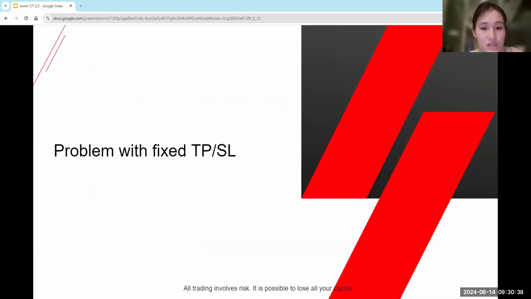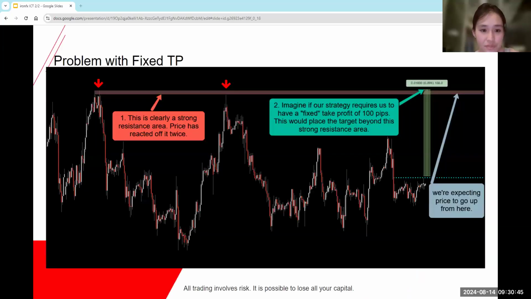Okay, so let's start off by going through the issue of having a fixed take profit or stop loss. Let's take a look at this example. The red area shows a strong resistance area since there have been two swing highs that are in line with that area. So if our trading strategy requires us to have a fixed take profit of 100 pips, we will place the target beyond that strong resistance area.